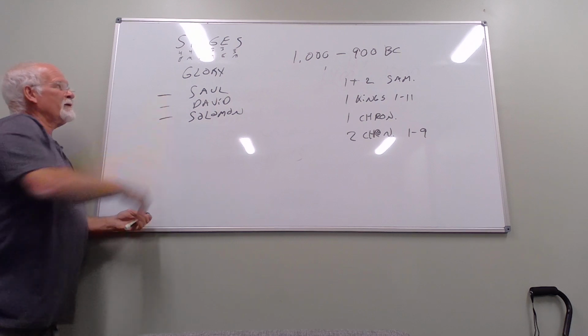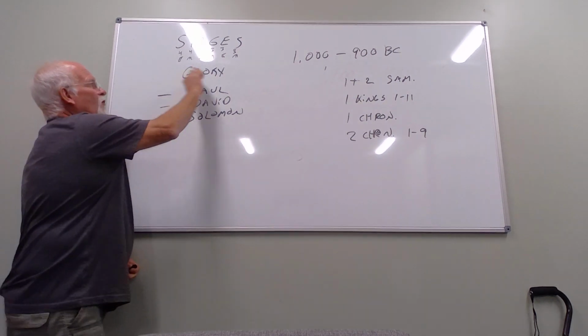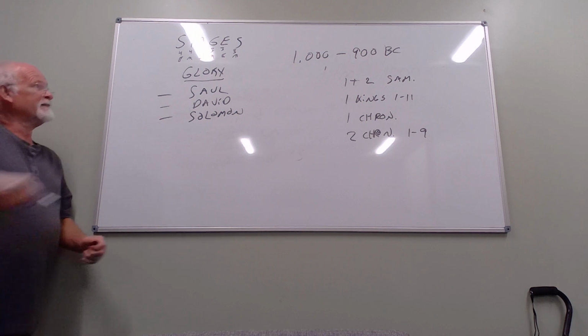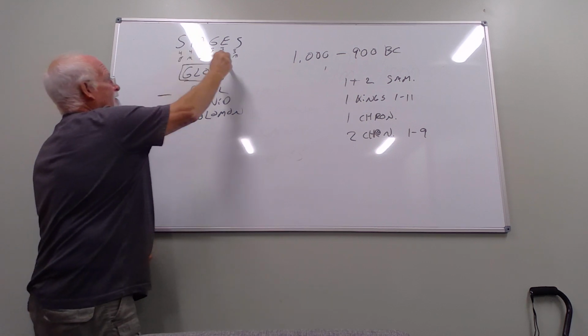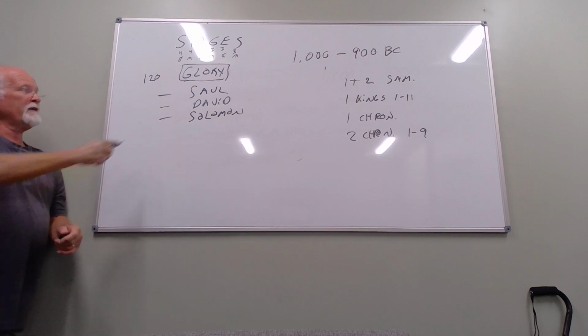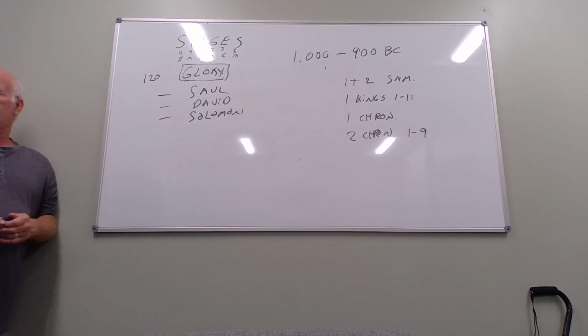But this period of time is called the glory, and it's called the glory for a reason. If you ask any Jew alive today, what's the most wonderful time in the history of Israel? It is this period right here. It is a 120-year period of time. Each one of these guys reigned as king 40 years.